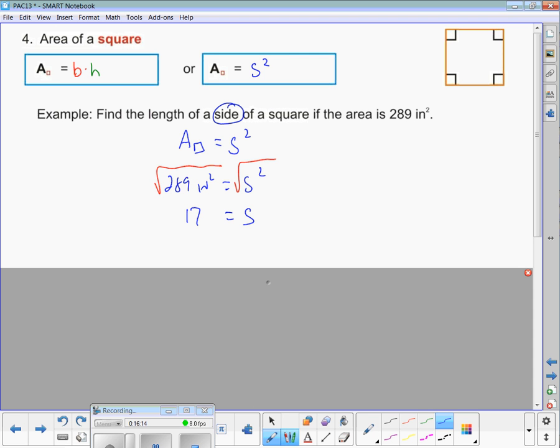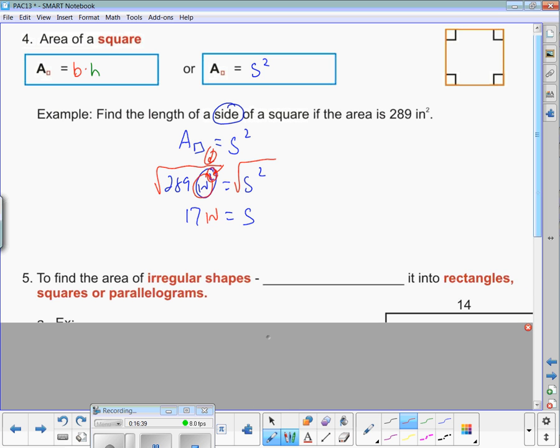The other thing is your units. Remember, square roots undo squares, right? And what's left? The radicand. 17 inches is the length of the side. 17 inches. All right, that's the only way we can make a problem like this even a little bit challenging. Other than that, they're pretty simplistic if it's a square.